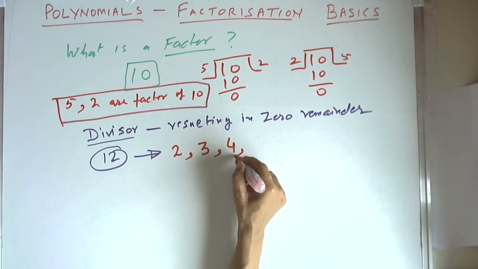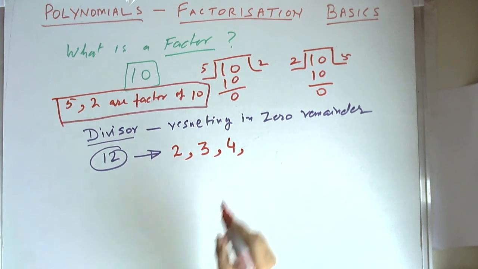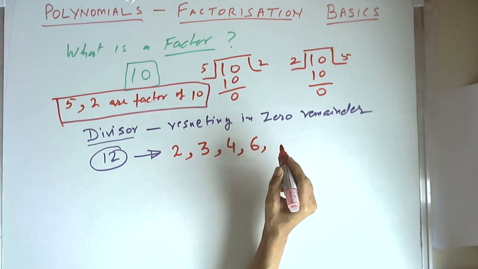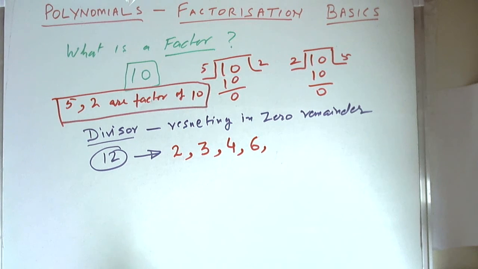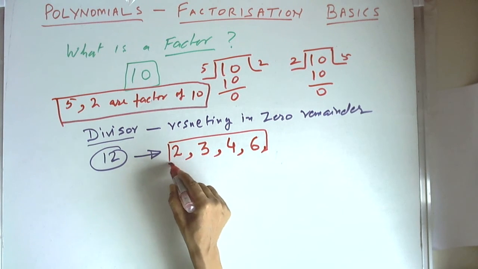What about 5? If we try to divide 12 by 5, the remainder is not 0. So 5 is not a factor of 12. What about 6? Yes, 6 is a factor, because when we divide by 6, the remainder is 0. What about 7? No. What about 8? No, and so on. So these are the factors of 12.